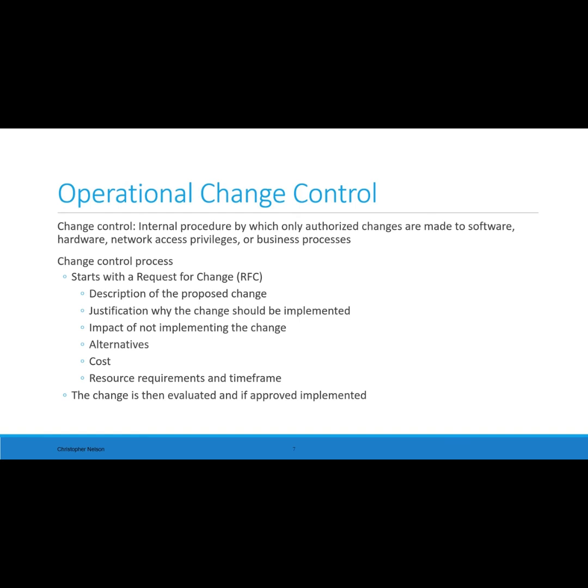Operational change control. Change control. This is the internal procedure by which only authorized changes are made to software, hardware, network access privileges, or business processes. A change control process includes starting with a request for change, a description of the proposed change, justification why the change should be implemented, impact of not implementing the change, alternatives, cost, resource requirements and time frame. The change is then evaluated and if approved, implemented.